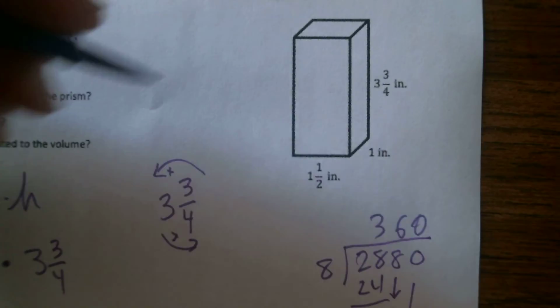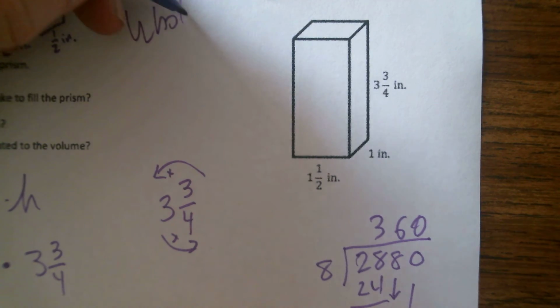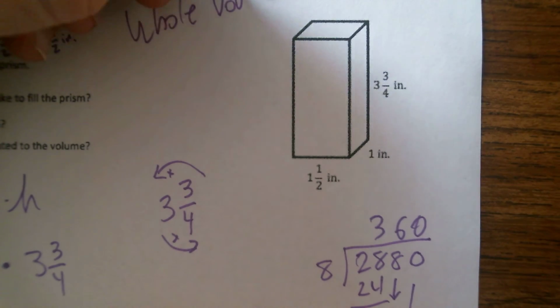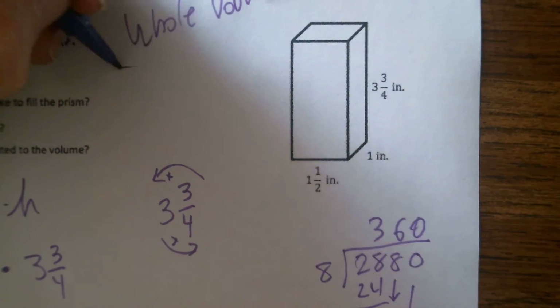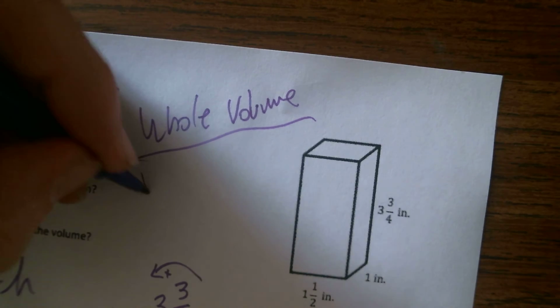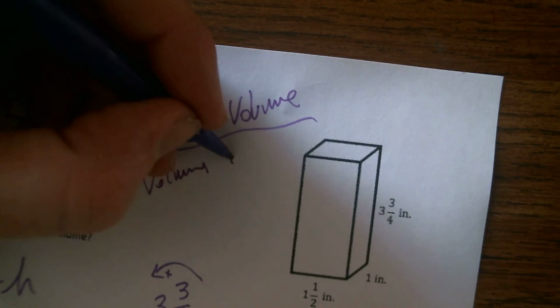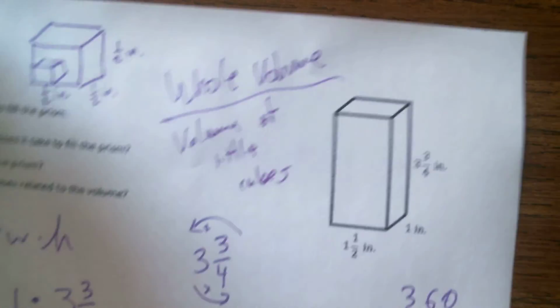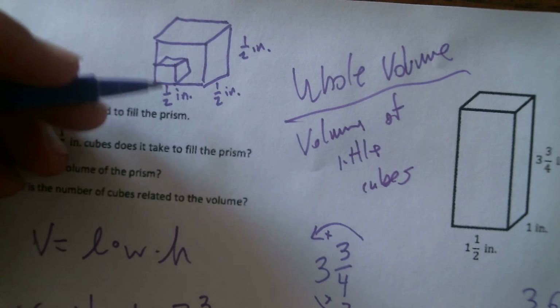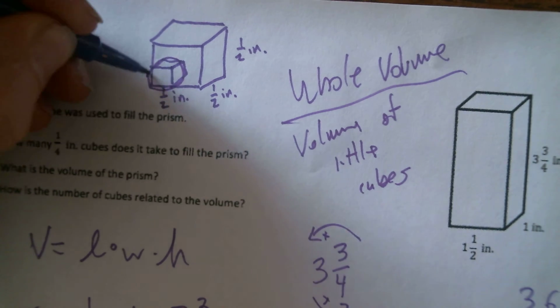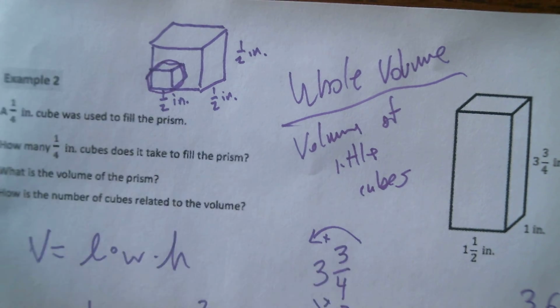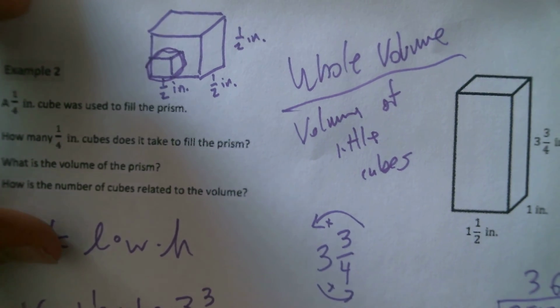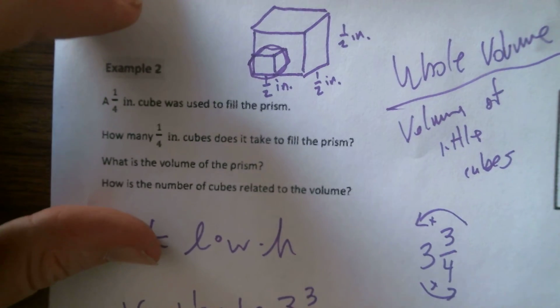Instead, I took the whole volume, right? And I divided it by the volume of the little cube, volume of little cubes. And remember, my cubes were a different size that time. They were 1/4 of an inch. They were even smaller than the 1/2 inch ones. But we could have done it the same way and still gotten the same answer. In fact, I'll prove it to you right here.